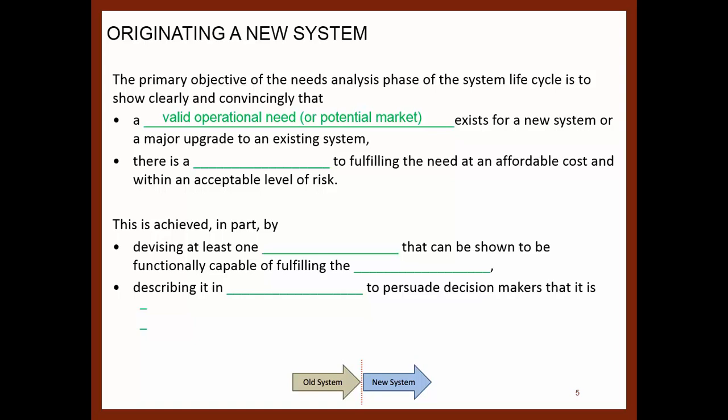Or it doesn't have to be a new system. You can also upgrade an existing system. So again, multiple examples, cell phones. We always get these upgrades. They have some new developments happening, new technology, so they can develop these new systems in a sense, but those are not coming from scratch. Those are coming from a major upgrade from a previous system. There is a feasible approach to fulfill the need at an affordable cost and within the acceptable level of risk.